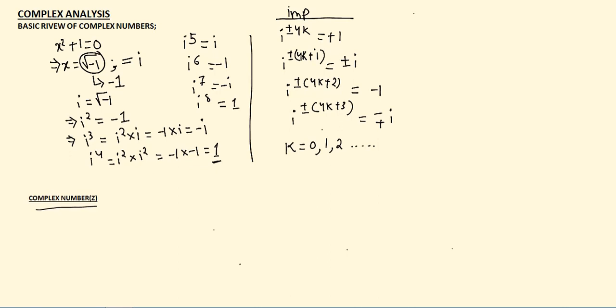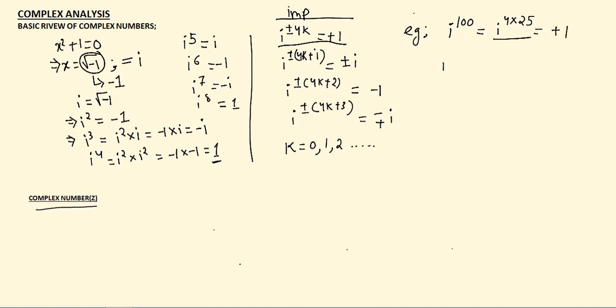Now, basing upon these formulae, let's do some examples. Suppose we have the question, what is the value of i to the power 100? We can write i to the power 100 as i to the power 4 into 25. This is in the first form, so the result will be plus 1.